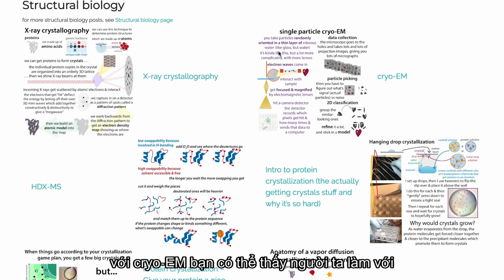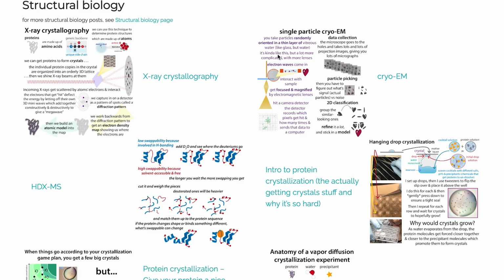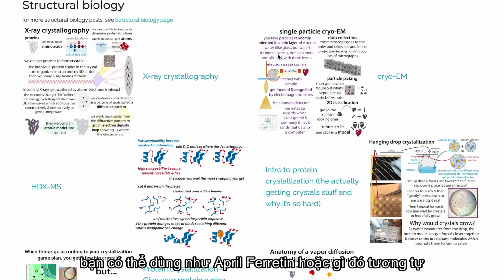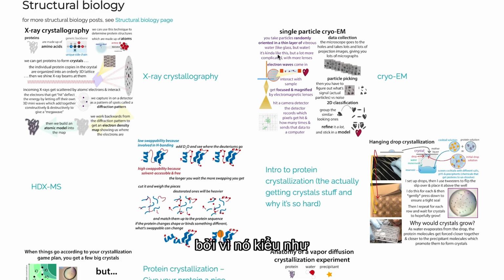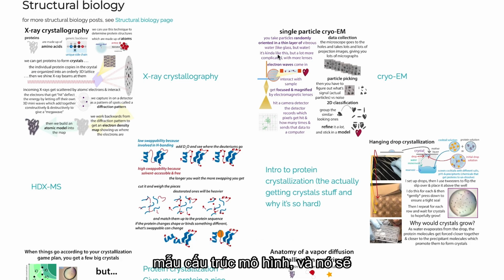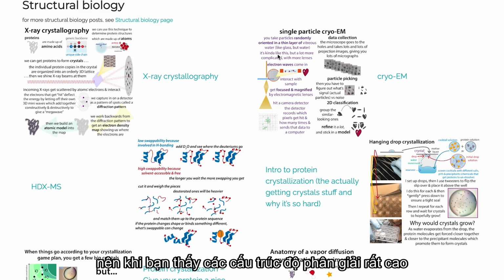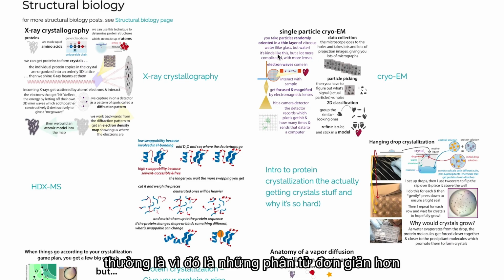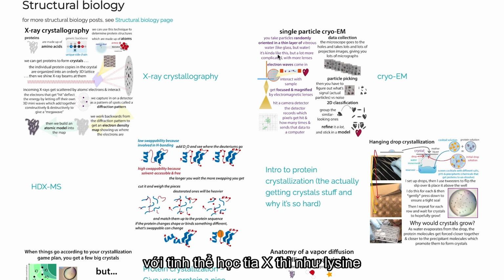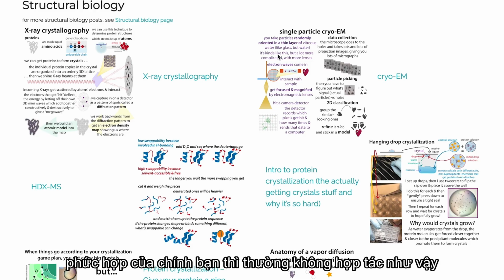There are some molecules that are a lot easier to get high resolution structures of. With cryo-EM, you might see people use apoferritin or something like this. It's a very stable big complex, kind of like your model structure compound. So when you see really high resolution structures, it's often because it's one of those simpler molecules. With X-ray crystallography, it's like lysozyme. It crystallizes really nicely. But when you're actually dealing with your own protein or your own complex, it often isn't quite so cooperative.